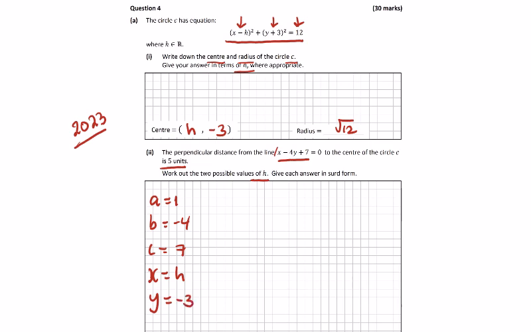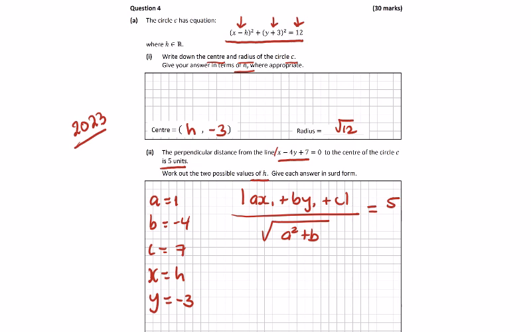So let's have a look here. Our perpendicular distance formula is going to be the absolute value of ax1, the way it's written in the tables, plus by1 plus c, over the square root of a squared plus b squared, and this is equal to 5.